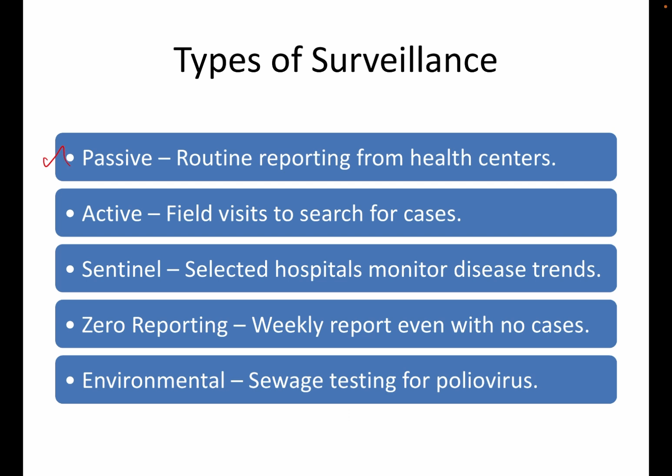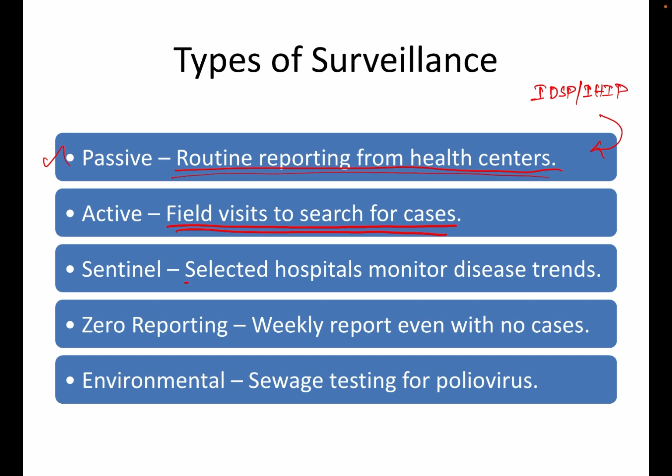One is passive surveillance, which we do in routine reporting from health centers. Whenever health systems report data through programs like IDSP, which is now called IHIP, we call it passive surveillance, where there is no active case finding; whatever cases are reported to the health system are being reported back. In case of active surveillance, there will be field visits to search for any cases. Suppose there was any notifiable disease outbreak like tuberculosis or Nipah virus, there will be active case finding or door-to-door survey.